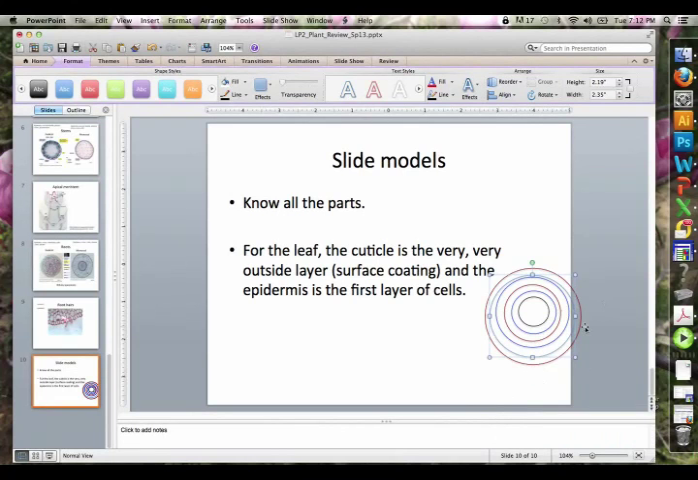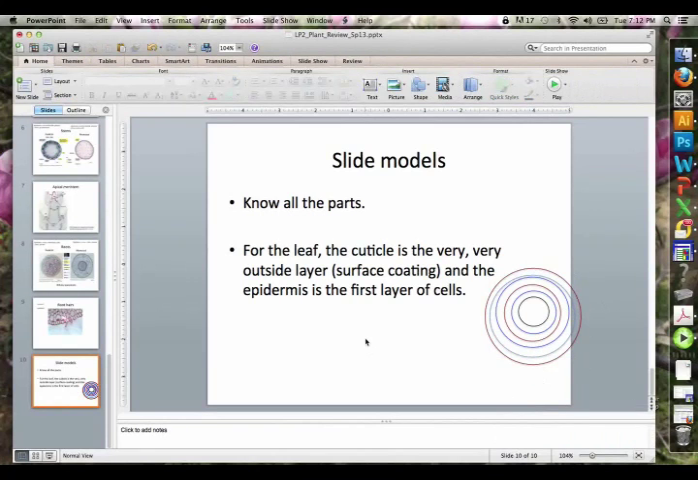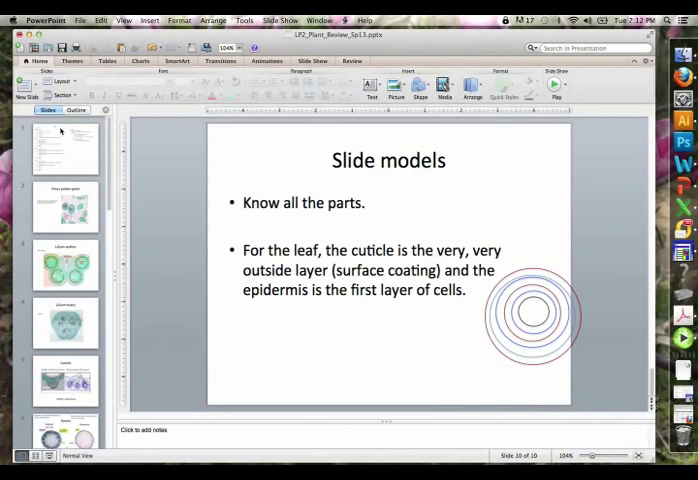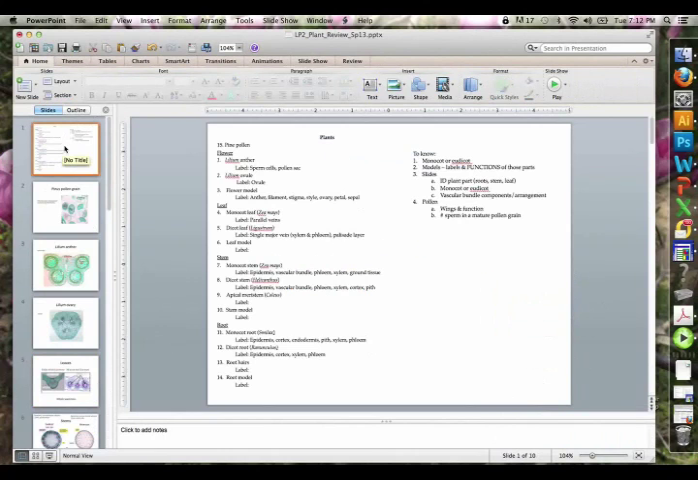Okay? So that's what I've got for you about plants. And then as long as you just know the gross anatomy of the plants, meaning what they look like in 3 dimensions with the models or real-life specimens.